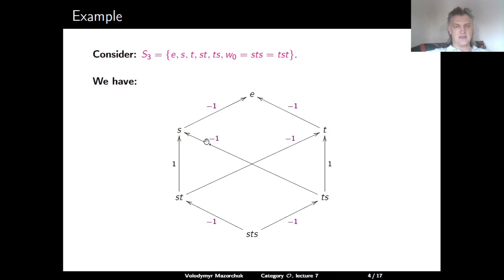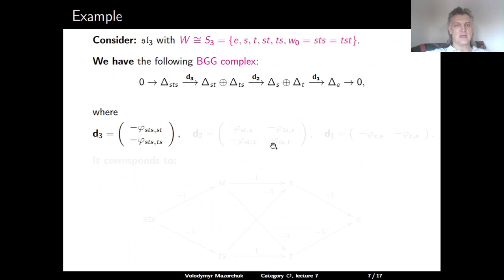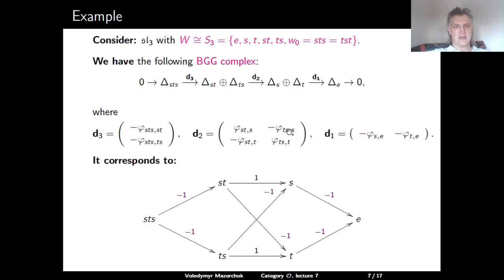Then from ST and TS to S and T, we have 1, -1, -1, and 1, and -1 on the upper level. So we have two minuses here. Coefficients 1 in the map D2 for the maps from ST to S and from TS to T, and all other coefficients are -1. And this corresponds to our choice of the signs in the Bruhat order graph.